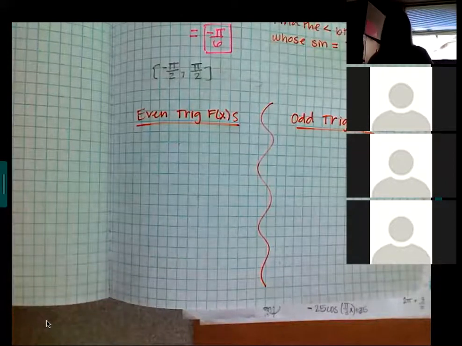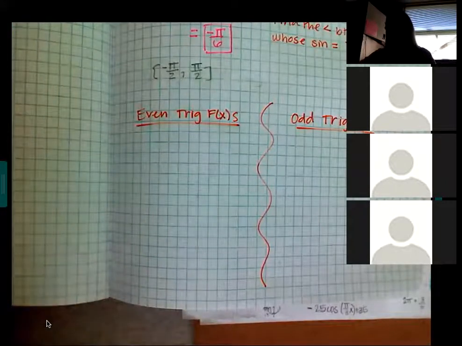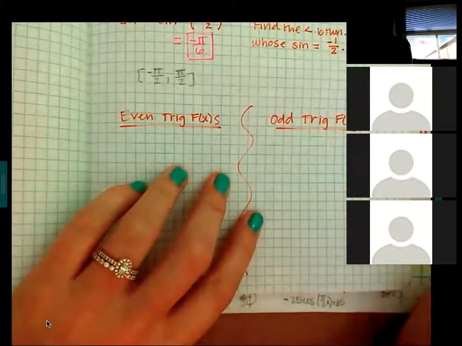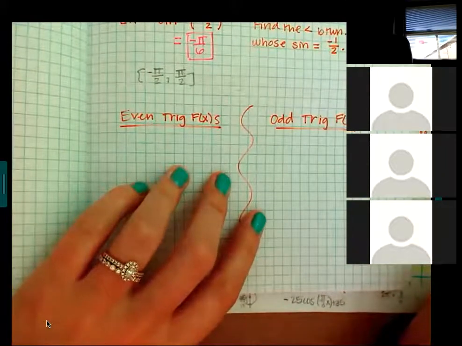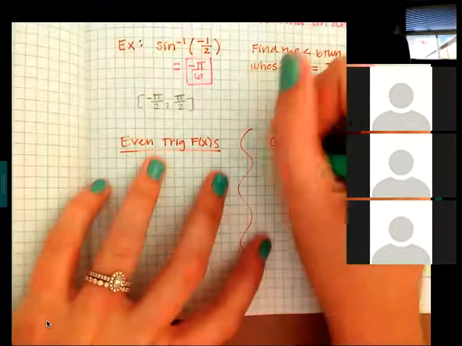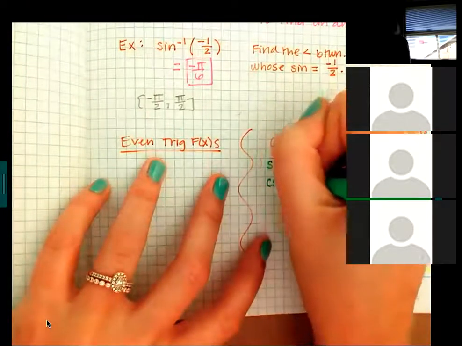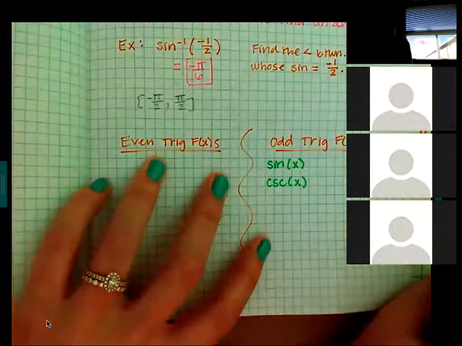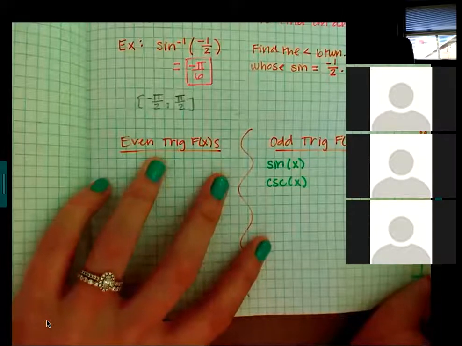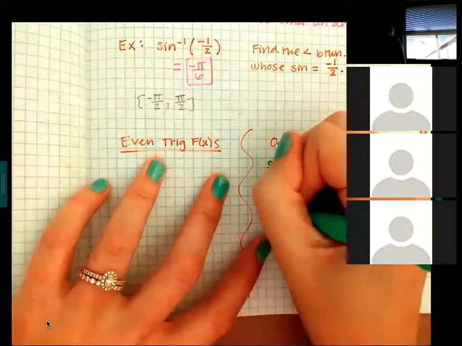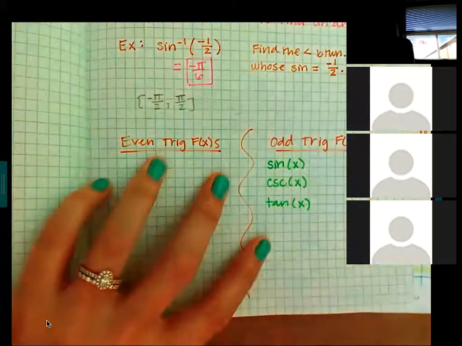Let's start with the odds because we already talked about those. What are my odd trig functions? No, not angles. The trig functions themselves. What are the odd ones? Sine. Thank you, Kevin. Cosecant. Thank you, Kendall. The reciprocal cosecant is also odd because it goes with sine. There's one more. Tangent. Yeah. These are your odd trig functions.